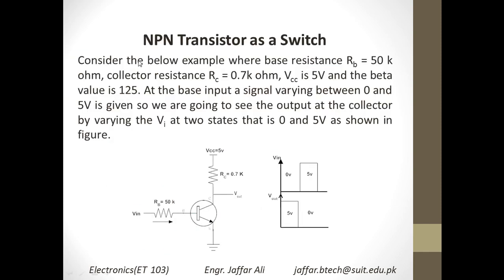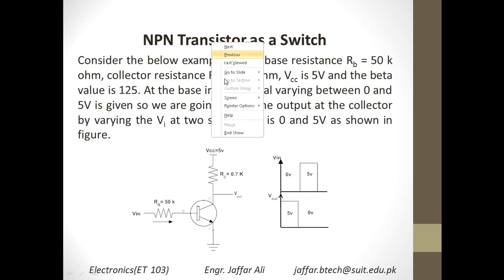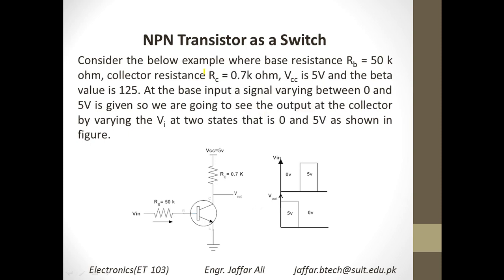The first numerical is about the transistor as a switch, and the transistor is an NPN transistor. It is mentioned that this is an NPN transistor working as a switch. So let's see what is given to you and what we have to find. Consider the below diagram.